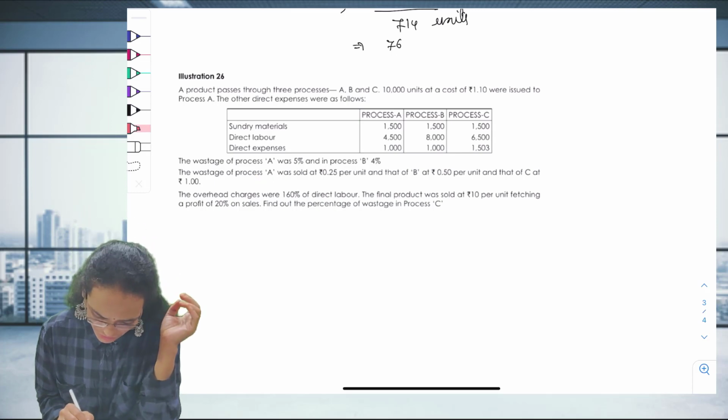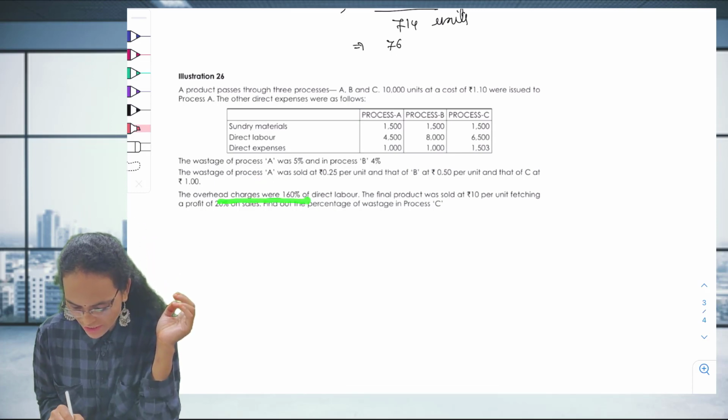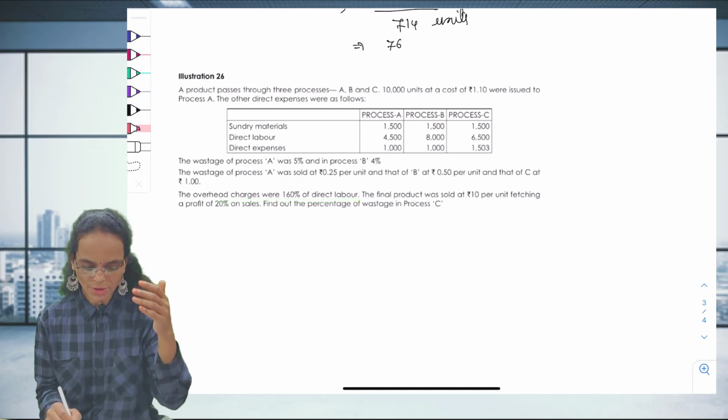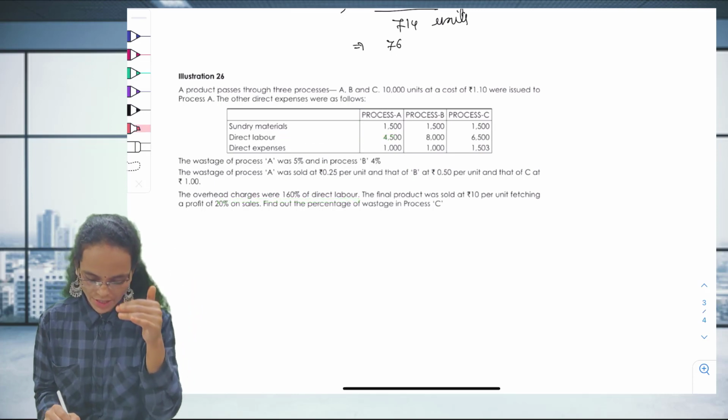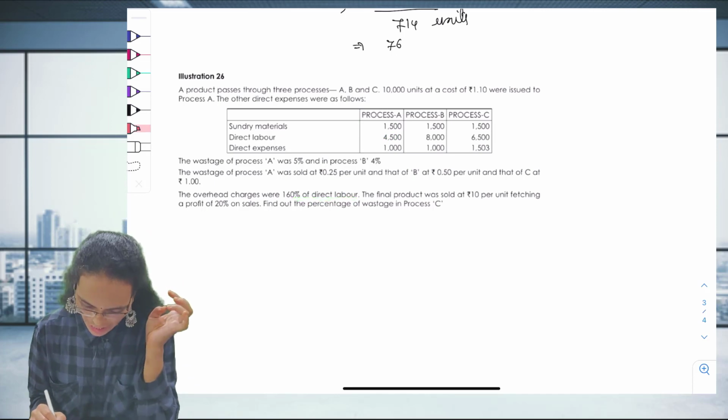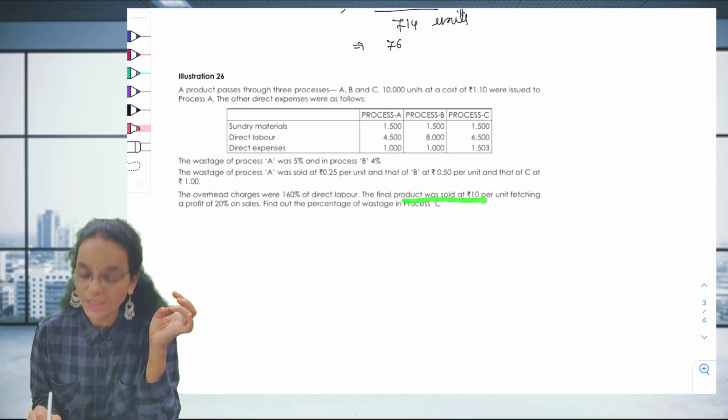Nothing else. The overheads were charged at 160% of direct labor. Your labor cost is given here. 160% into labor cost, you will get the overhead expenditure. Done. Final product was sold at 10 rupees each.